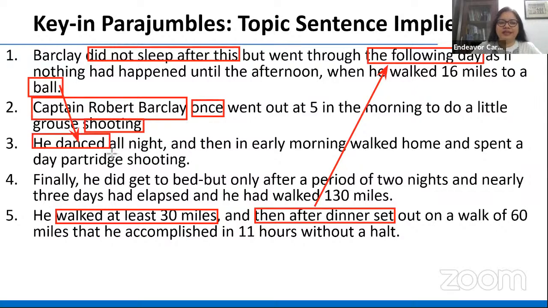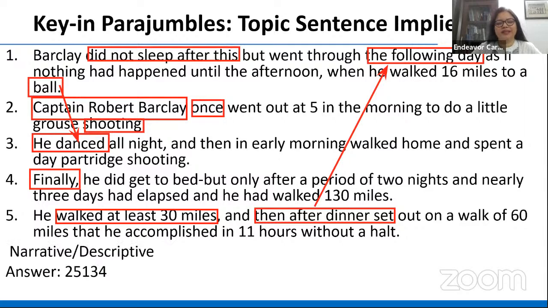with the third sentence: he danced all night and then in the early morning walked home and spent a day partridge shooting. Finally, he did get to bed, but only after a period of 2 nights and nearly 3 days had elapsed. So finally, that indicates to me that this is the closing sentence. So clearly, we started with two, and then we went on to talk of two, after that five, after five one, and then one led us to three, and finally comes four. Correct? So 2, 5, 1, 3, 4.